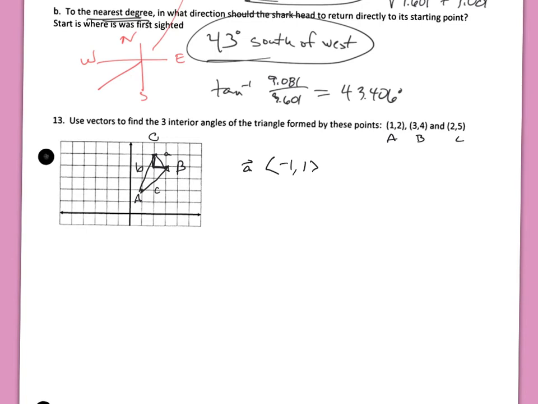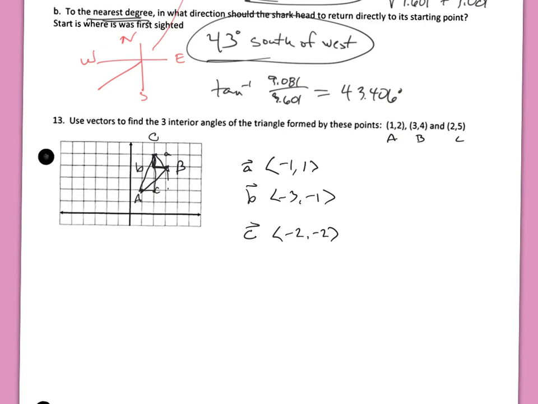Vector B. Sorry. Vector B looks like its components are -3, -1. And vector C looks like its components are -2, -2.